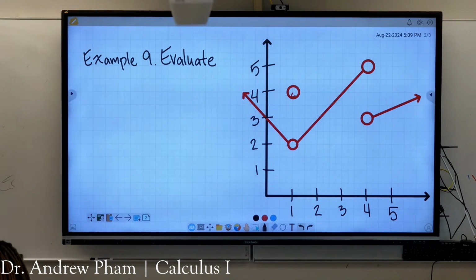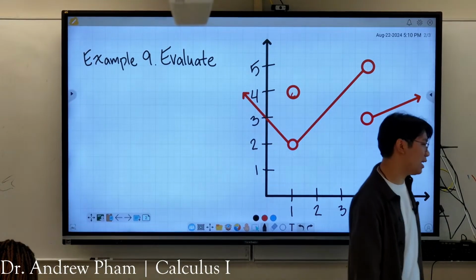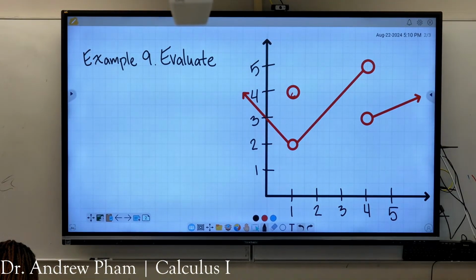So example 9. Let's evaluate these limits that I'm about to write if I give you this graph. To make sure that we're not moving too fast, I'll give you some time to copy the graph down, and then I'll actually write the problem itself.